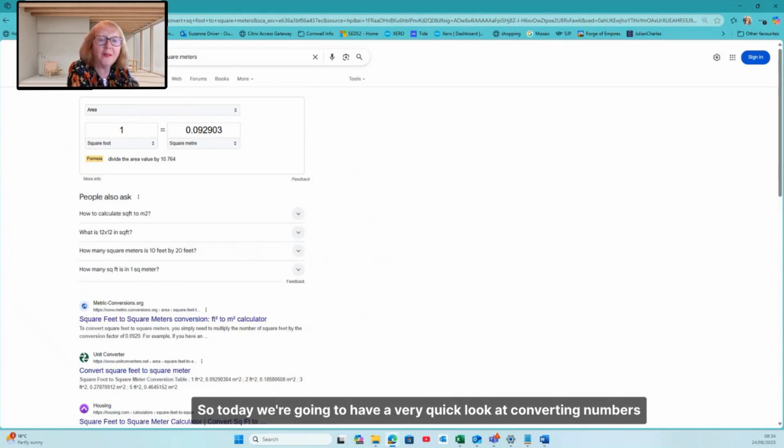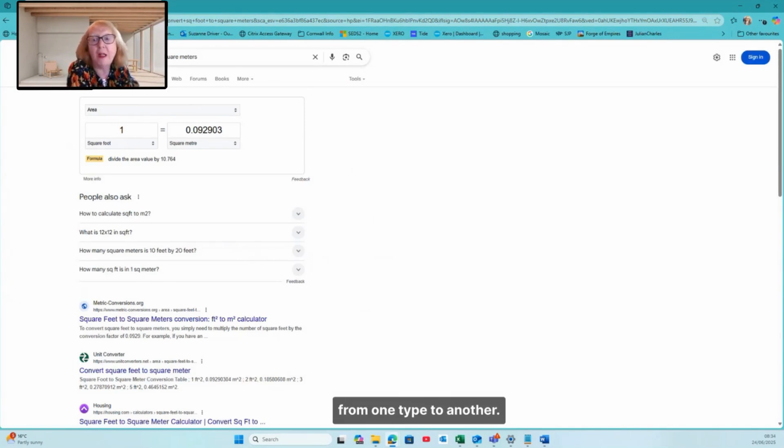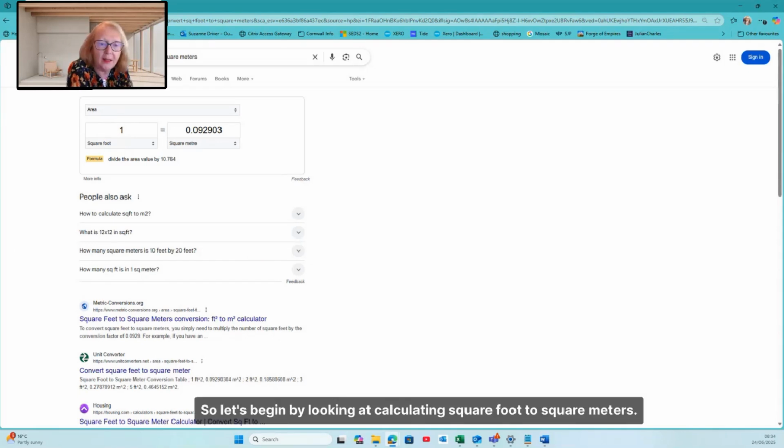Hello. So today we're going to have a very quick look at converting numbers from one type to another. So let's begin by looking at calculating square foot to square meters.